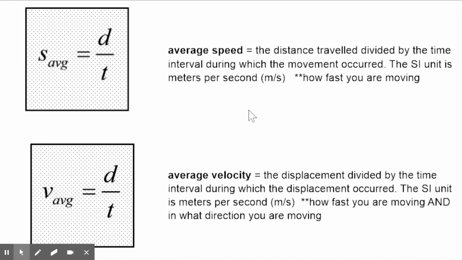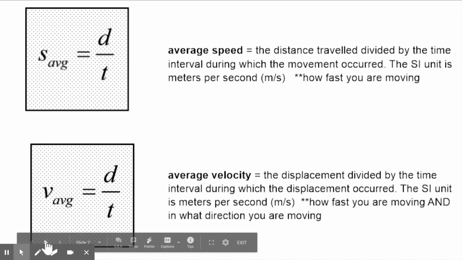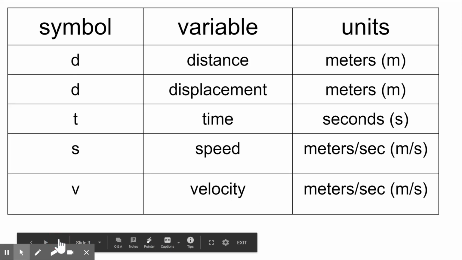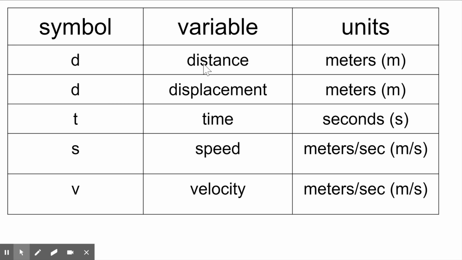Now, velocity is virtually the same definition. The displacement divided by the time interval during which the displacement occurred. Again, in everyday language, it's how fast you are moving and in what direction you are moving. Let's define what these letters mean, okay? The D could stand for distance or displacement. They are both measured in meters.